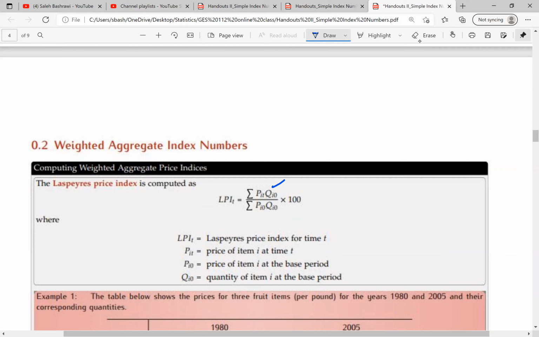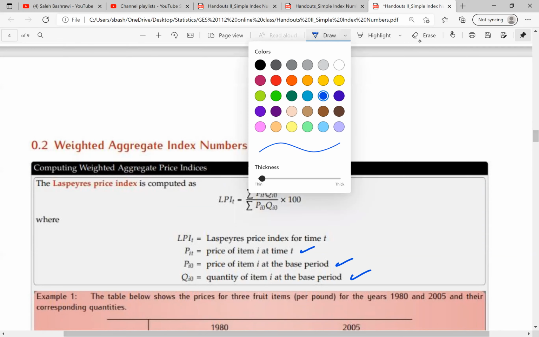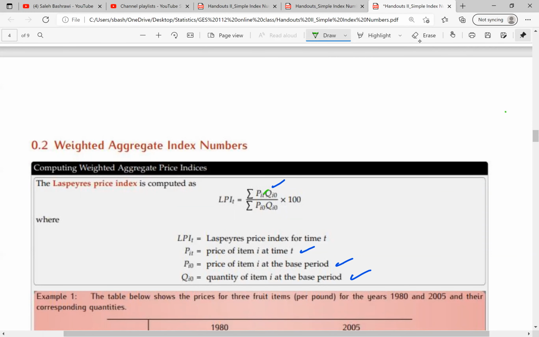PiT is the price of item i at time t, Pi0 is the price of item i at the base period, and Qi0 is the quantity of item i at the base period. So we can see for the Laspeyres price index, we are using the quantities of the base time. This is the difference between weighted and unweighted. For the unweighted, we just find the sigma of PiT divided by sigma of Pi0. If we multiply by the quantities, we are finding the weighted aggregate index number.